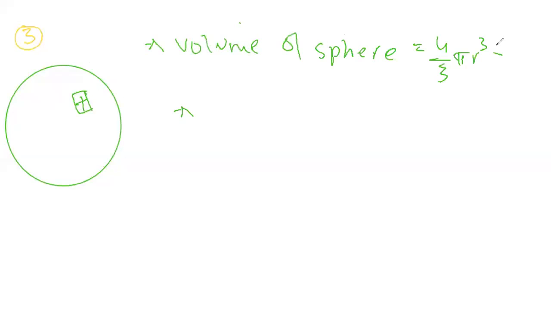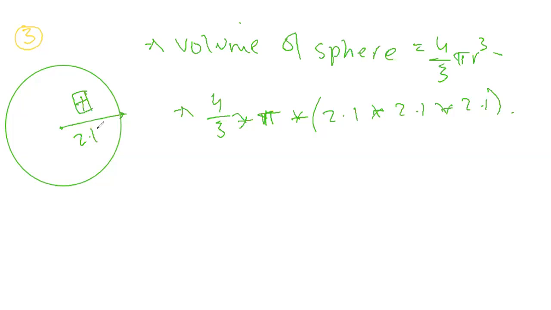All we have to do is substitute our values, which is 4 upon 3 into pi r cube. So our r cube is 2.1 into 2.1 into 2.1. So this is the center approximately, and center to the edge is equal to r, which is 2.1 centimeters. So this is our radius, and we'll be solving our question. So pi will be written as 22 by 7.